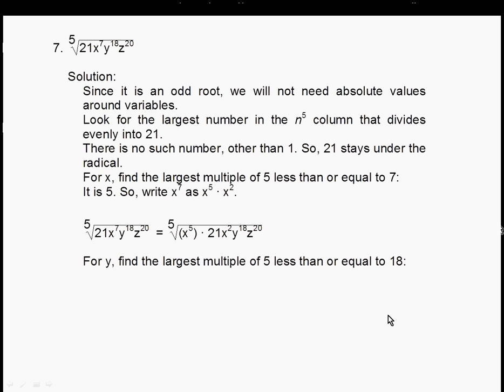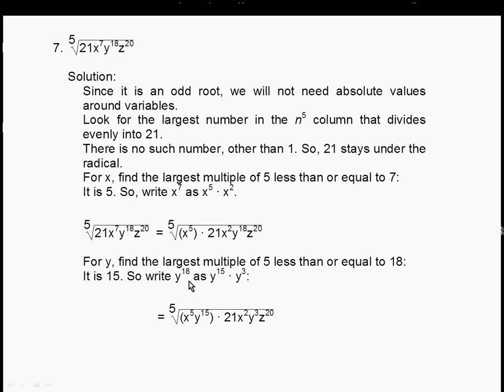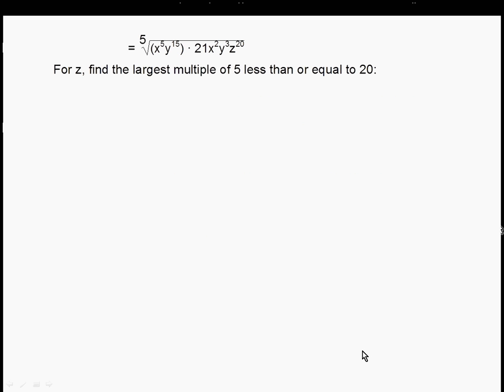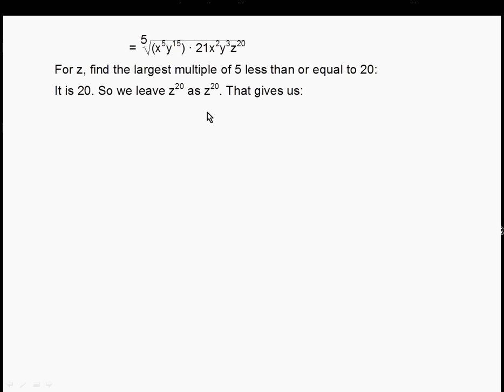For y, the largest multiple of 5 that is less than or equal to 18 is 15. So I'm going to write y to the 18th as y to the 15th times y to the 3rd. The y to the 15th will join x to the 5th. The y to the 3rd will now join 21x squared. I'm now getting ready to take care of z. For z, I'm going to find the largest multiple of 5 that is less than or equal to 20. It is 20. So I'll leave z to the 20th as z to the 20th, and it is a perfect 5th root.